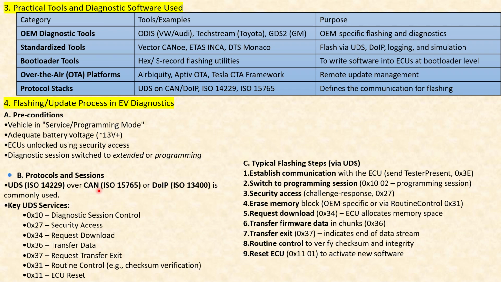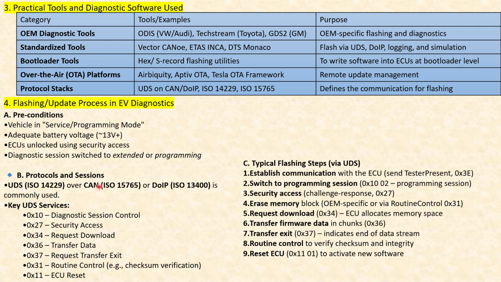Now talking about the flashing update process in EV diagnostics. The first precondition is the vehicle in service programming mode with adequate battery level; battery voltage should be greater than approximately 13 volts. ECUs must be unlocked using security access, and the diagnostic session switched to extended or programming. So these are the first conditions that must be met before the flashing update starts.